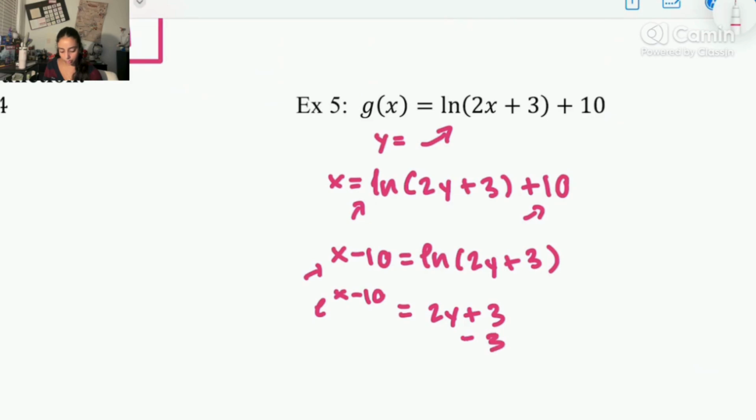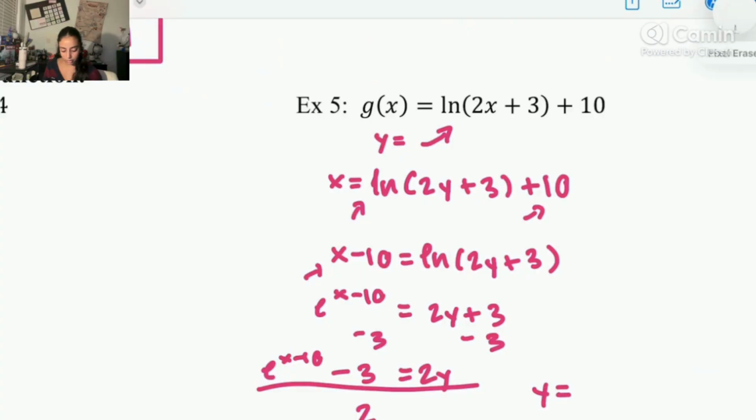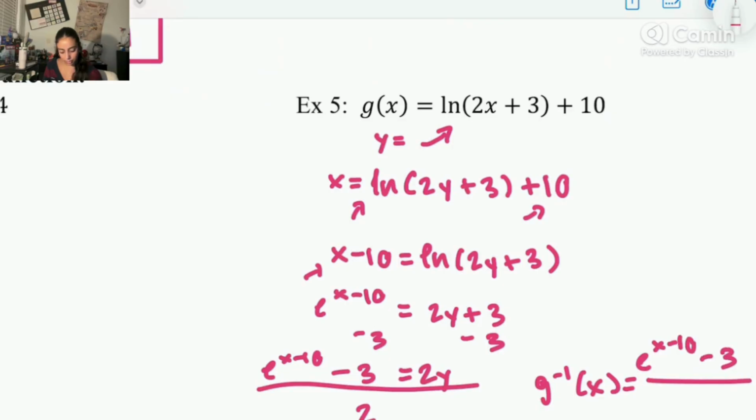So we're going to take 3 from both sides. e to the power of x minus 10, all minus 3 equals 2y. Then divide both sides by 2. So y equals, or you can also just say the inverse of g of x equals e to the power of x minus 10, minus 3, all over 2. And that is your answer.